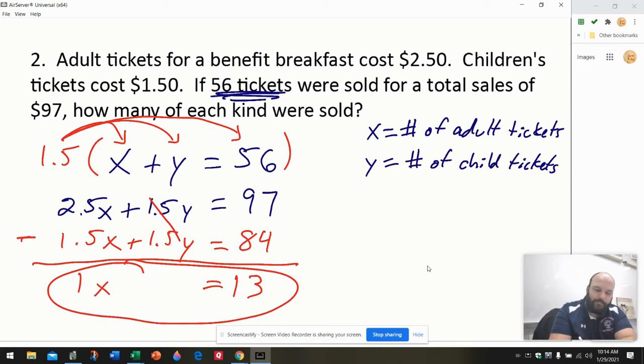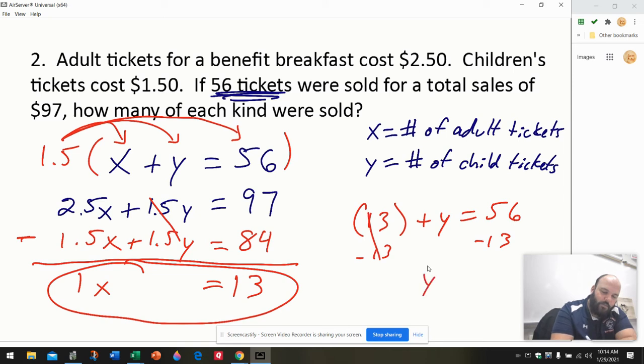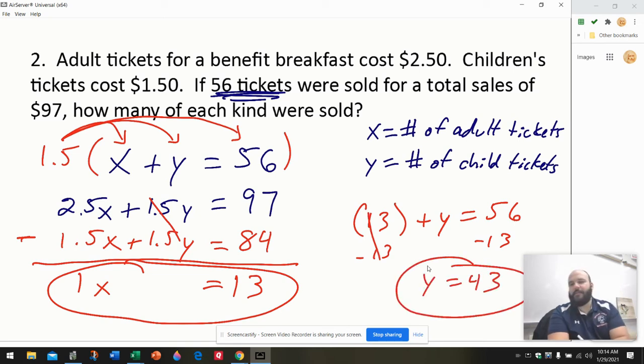Once we know that number, we can figure out how many children's tickets they sold by plugging that number back in. So I am going to use the first equation, which is x plus y equals 56. X was 13. When I subtract 13 from both sides, I get y equals 43. So that means they sold 13 adult tickets and 43 children's tickets.